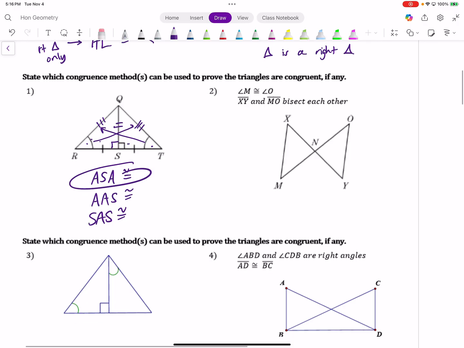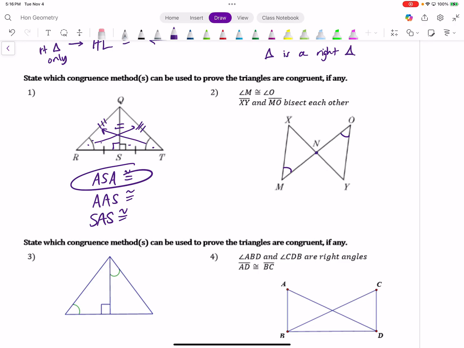Okay, this one we know angle M's congruent to angle O, and XY and MO bisect each other. That means N's the midpoint of both of those. So these are congruent and these are congruent. We have a set of vertical angles right here. So I think the first one I noticed is side angle side. Okay, but let's see. You could do angle side angle right there. There's just more than one. The point is that there's more than one way. It's like, which one do you see first? Let's go with that. Okay.